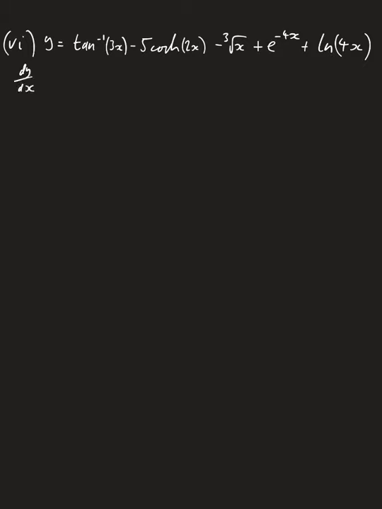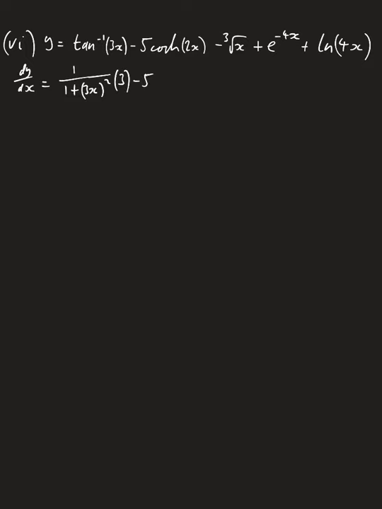Okay, another big long one here, part 6. We'll do it one element at a time. So, inverse tan of 3x. Well, the derivative of inverse tan of x is 1 over 1 plus x squared. So, that's 1 over 1 plus 3x squared times the derivative of what's in the brackets, which is 3.